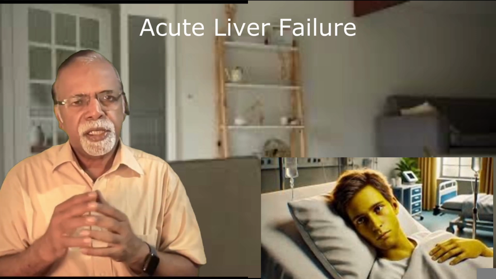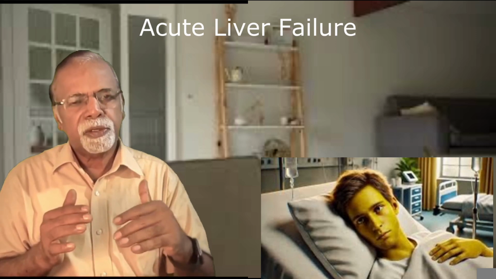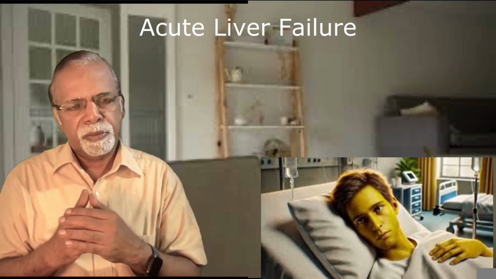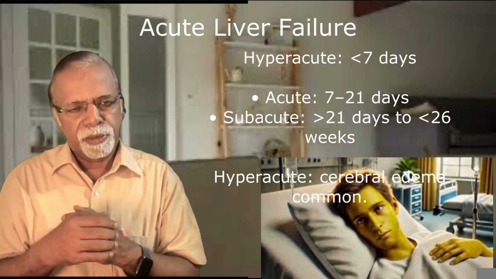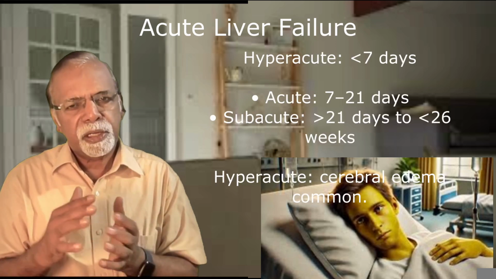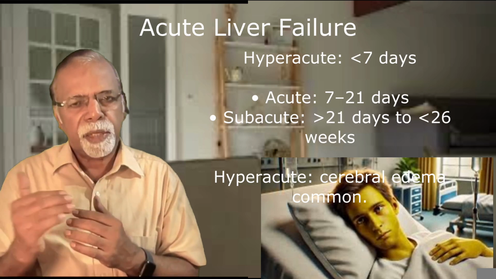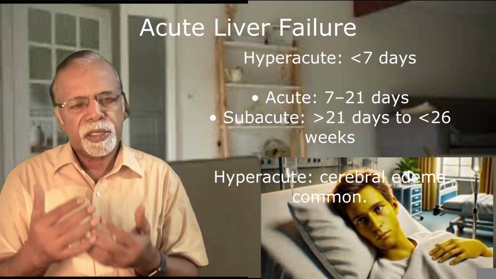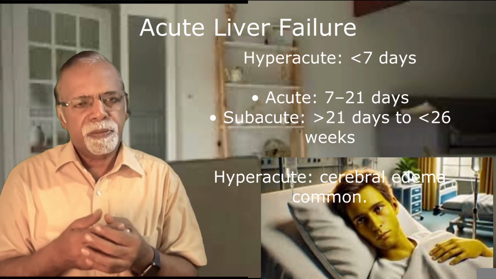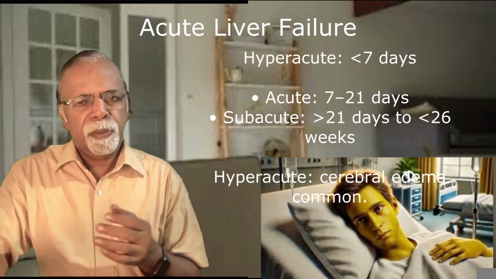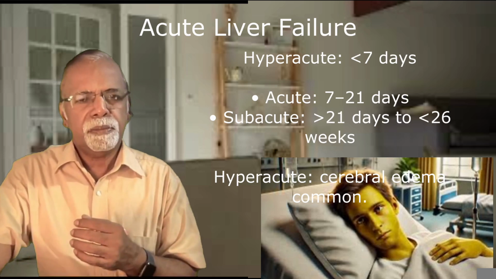In the clinical presentation, there is little difference. The acute presents with more of cerebral edema, that is features of mental status abnormality. And subacute presents with more of features of portal hypertension. They may develop ascites, splenomegaly, kidney failure, etc. And the prognosis also varies between these two.